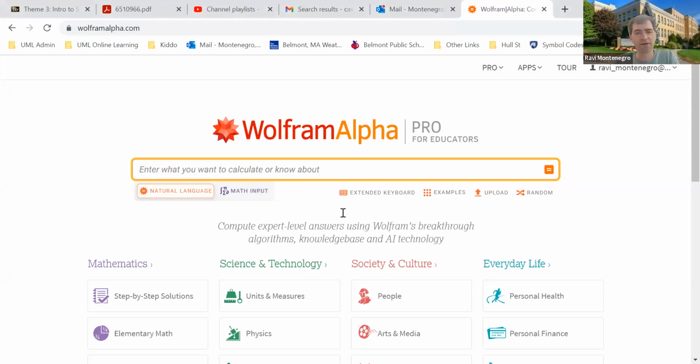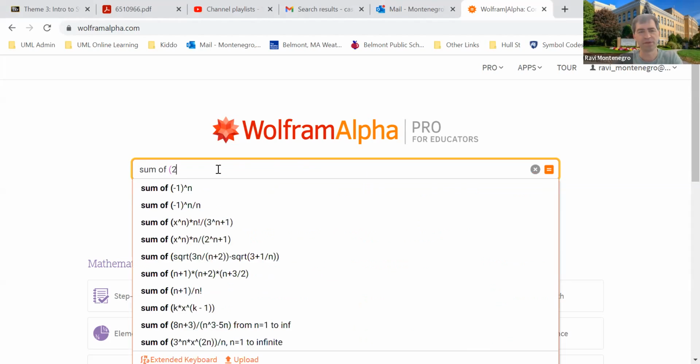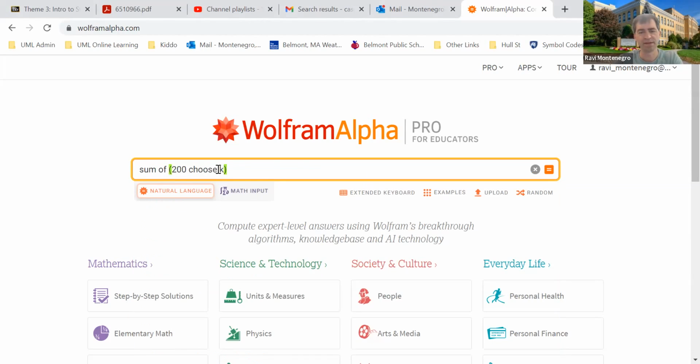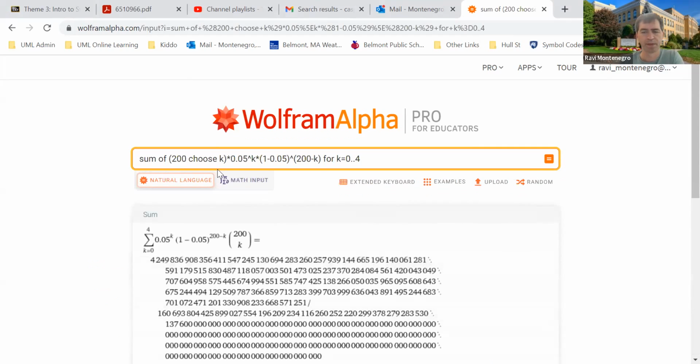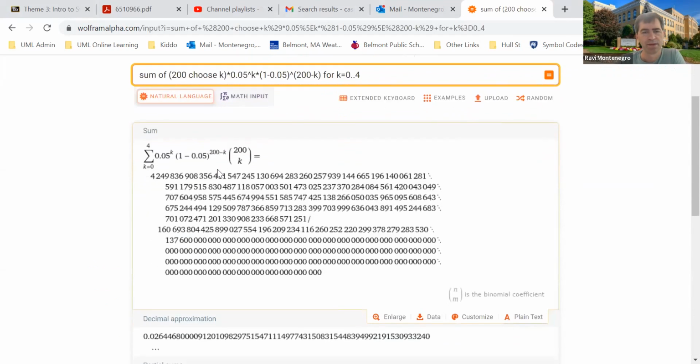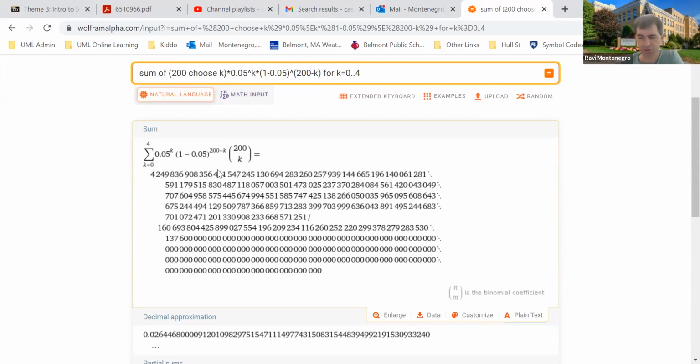So the way to calculate something like this is we just type sum of 200 choose k. I'm basically writing down exactly what that formula was: 0.05 to the k, 1 minus 0.05 (you could certainly put 0.95 instead) to the 200 minus k. Here k went from 0 to 4. And that's 0.0264.